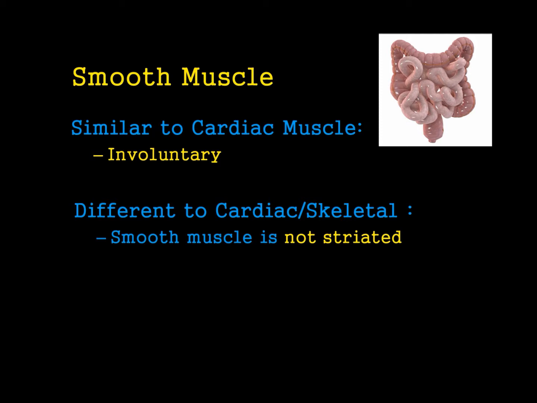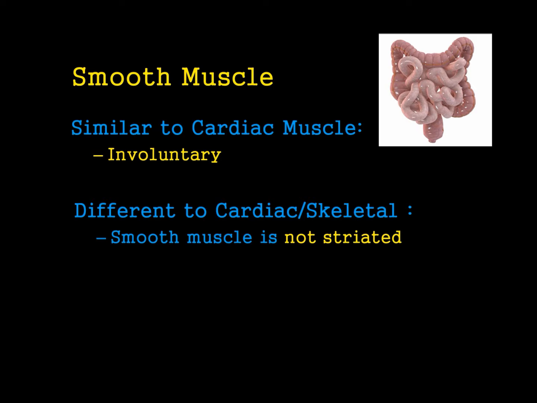One big difference with smooth muscle is that it's not striated, so it doesn't have those stripy bands. And of course, this is because it doesn't have any actin or myosin in it. Now, you'll remember from the previous discussion, actin and myosin are needed to produce powerful contractions. So because smooth muscle doesn't have these actin and myosin filaments, it can't produce strong, powerful contractions. And this is why smooth muscle contracts very slowly, which is why our food takes a while to get through.